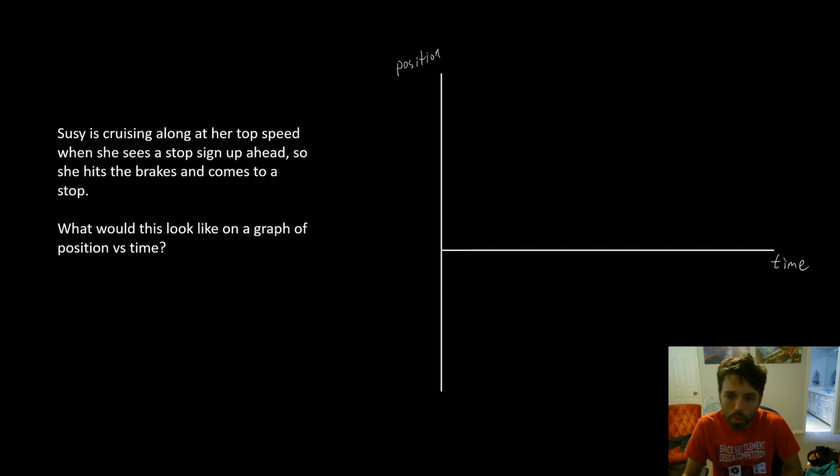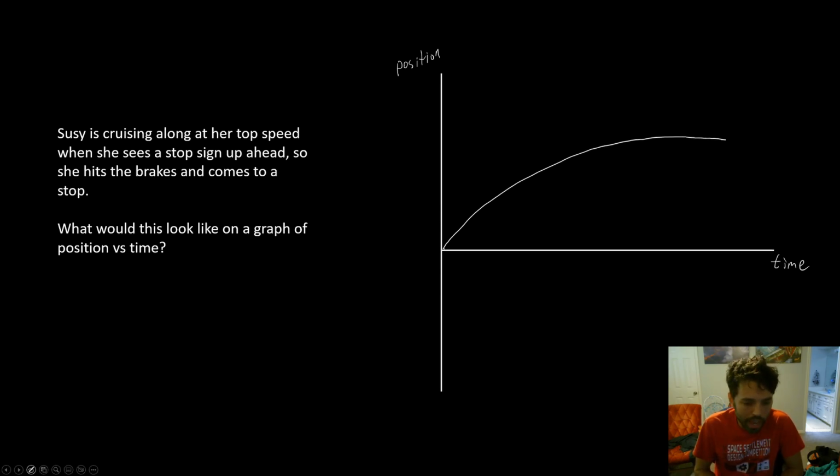coming to a stop. So it means we're going to get flatter and flatter and flatter. Remember, a totally flat line means you're not moving at all, right? You're at rest. So she is moving and she's going to slow down. So the line needs to become flatter, right? So we're going to start off with a little bit of slope, and then we're going to get flatter like this.